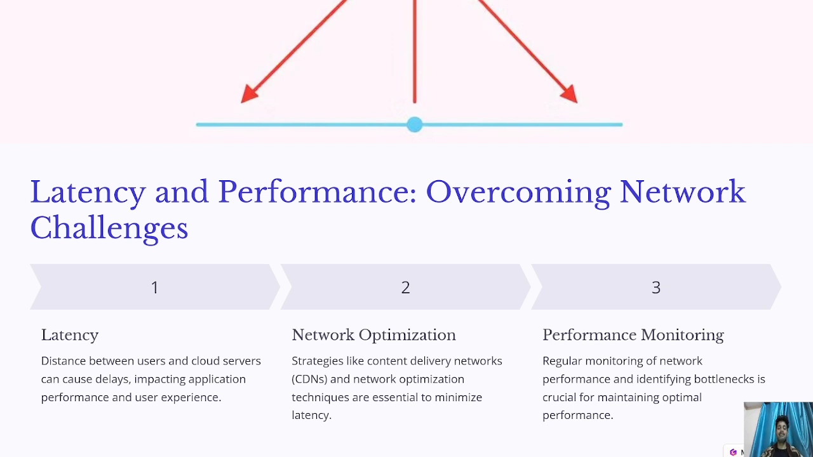The second one is network optimization. Strategies like content delivery networks, CDNs, and network optimization techniques are essential to minimize latency. Next, we have performance monitoring. Regular monitoring of network performance and identifying bottlenecks is crucial for maintaining optimal performance.